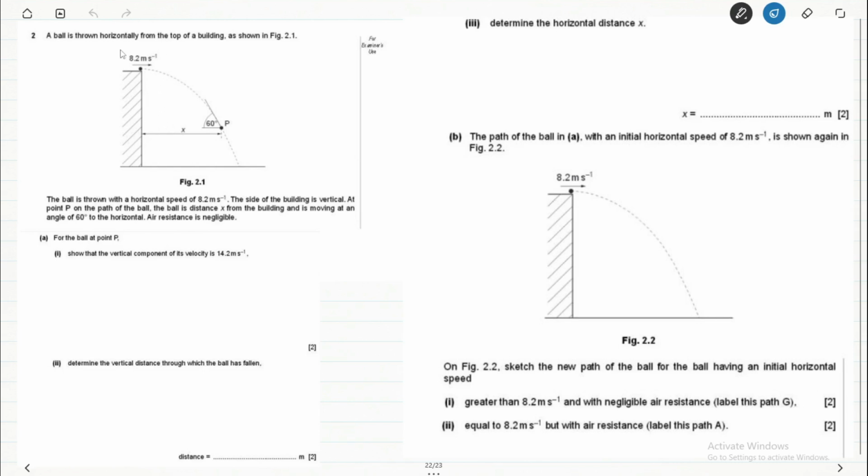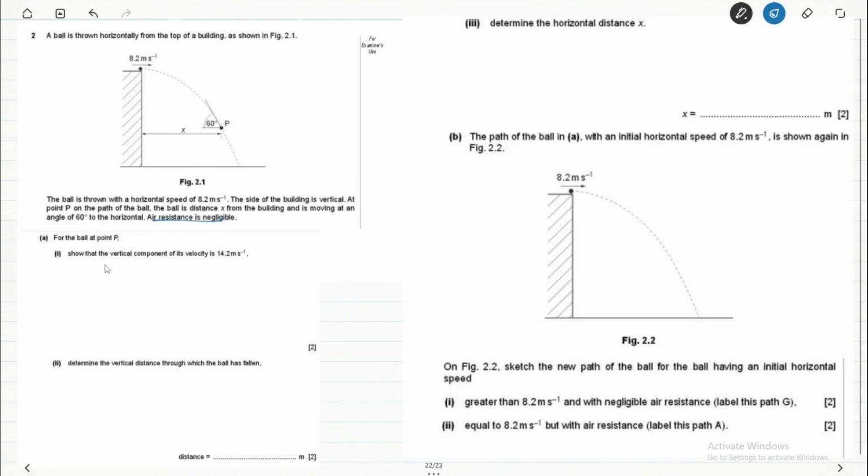This question here: the ball is thrown horizontally from the top of a building at 8.2 meters per second. The ball is thrown with a horizontal speed. The side of the building is vertical. At point P, the path of the ball is distance x away from the building.